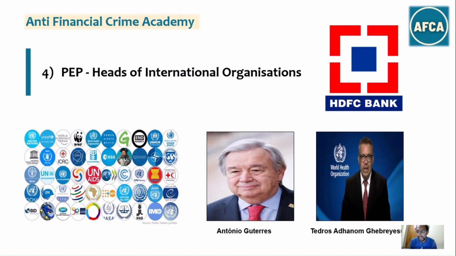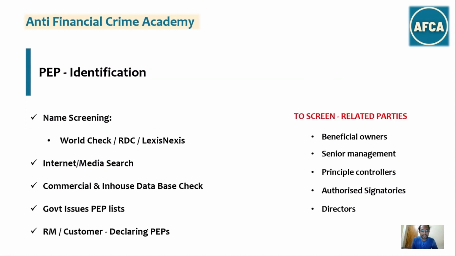Next, heads of international organizations. You have international organizations like the Human Rights Commission, United Nations, European Union, World Health Organization. Basically the heads, the top-notch officials of these institutions are also considered as politically exposed persons, right? They don't belong to any country, which is why the banks would consider them, as heads of international organizations, as politically exposed persons. On the screen you have Mr. Antonio, who is the head of the United Nations, and Mr. Tedros, who is the head of the World Health Organization. The banks classify them as heads of international organizations, and these people also fall in the category of a politically exposed person.